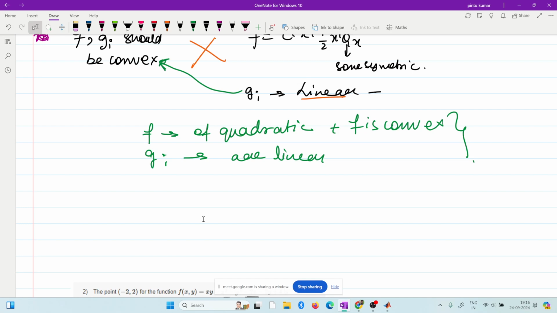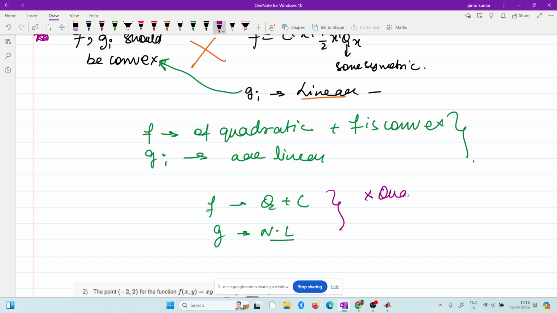Okay, now another function where f is quadratic and f is a convex function, but the g_i's are not linear. The g_i's are convex, not linear, but f is quadratic and convex. So you want f to be quadratic plus convex, and g_i's are non-linear. So then this will also not be a convex quadratic problem. It won't be, quadratic only.